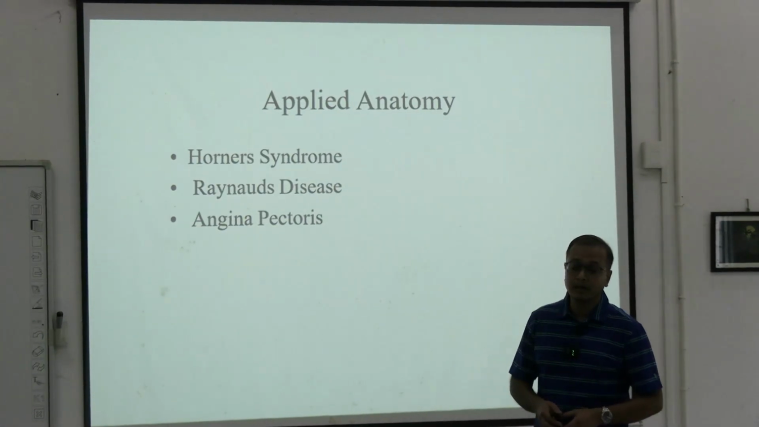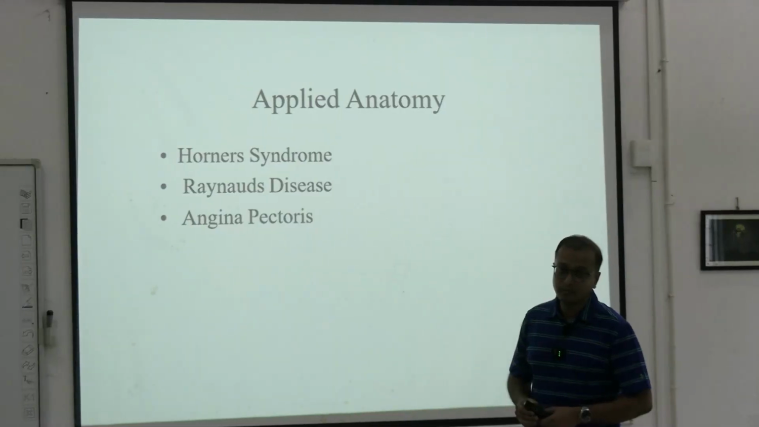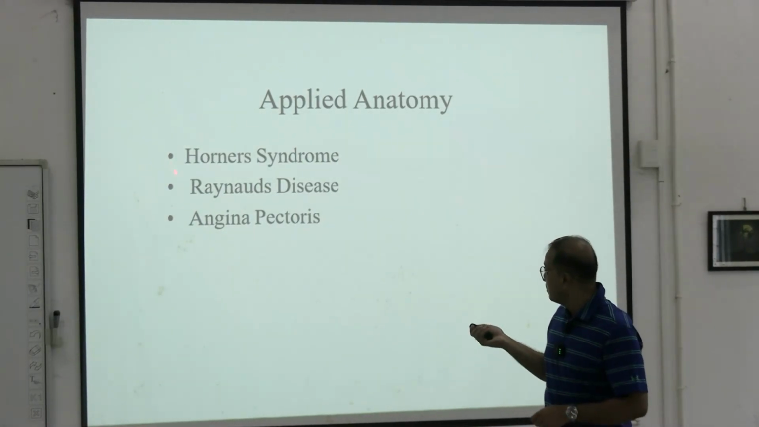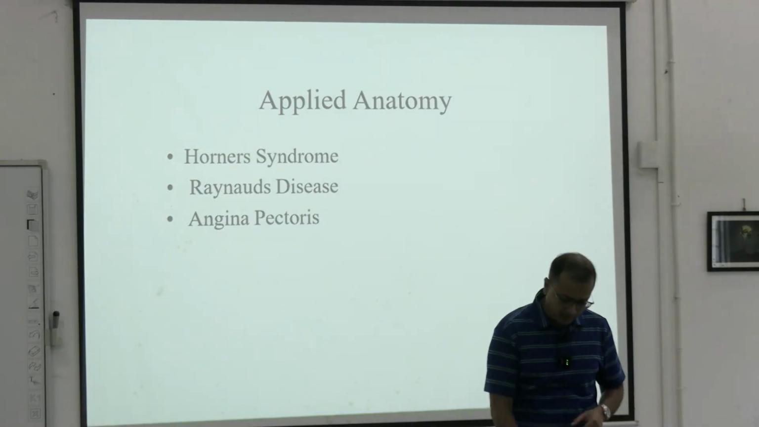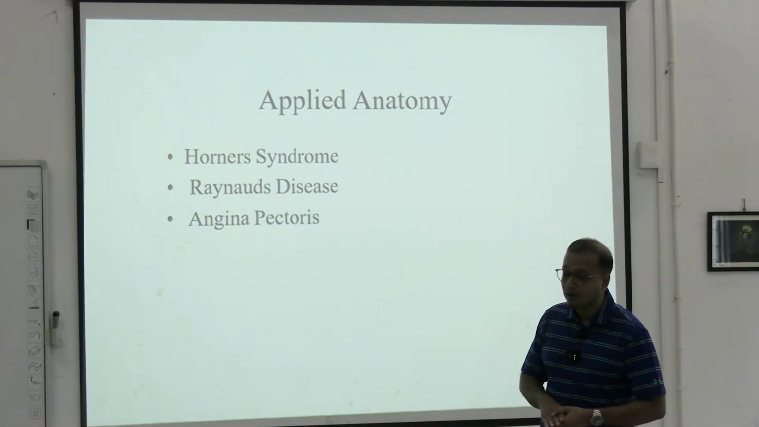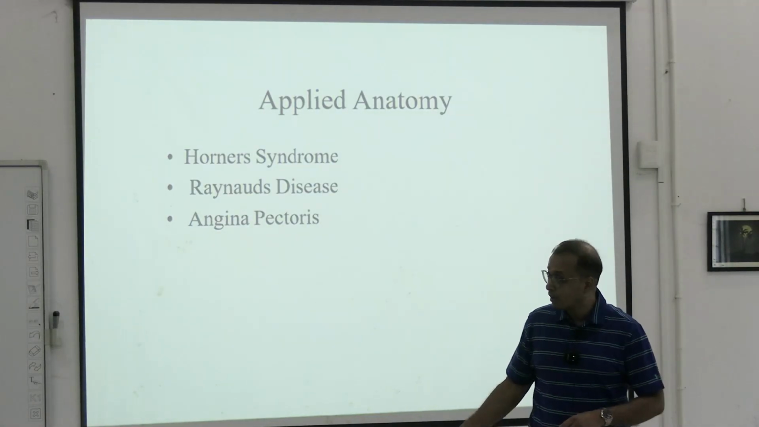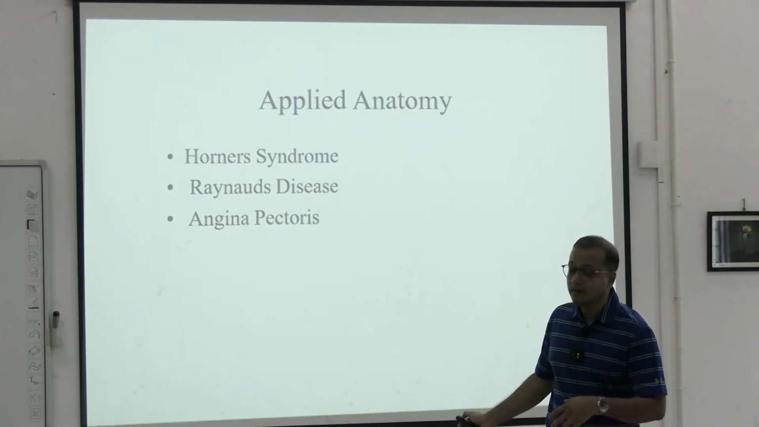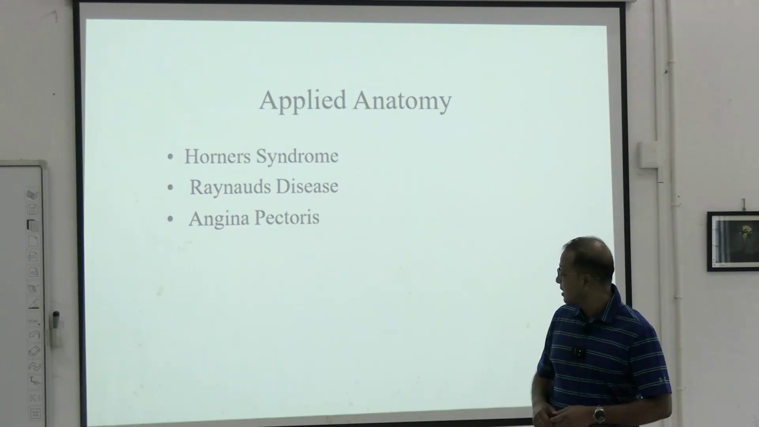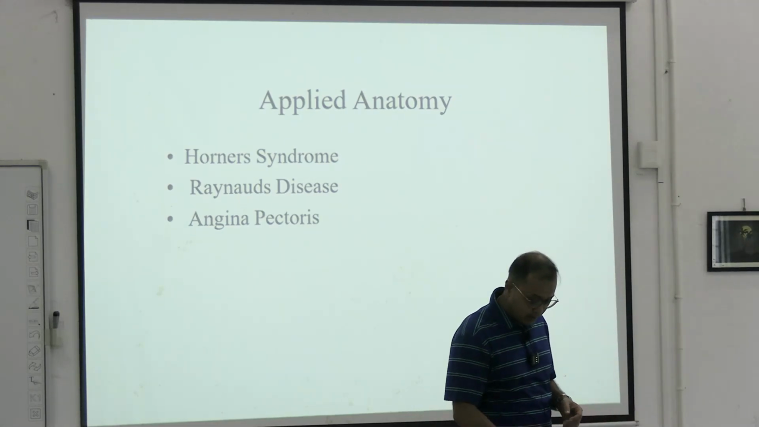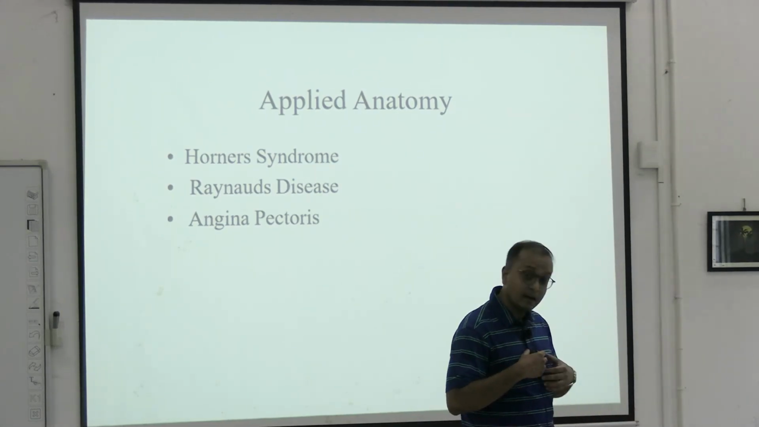Maybe they will be given individually as a short note, or maybe the whole thing may come as a short note. Clinical problems related to Horner syndrome, Raynaud's disease, and angina pectoris will be covered in the content. I believe Horner syndrome is already covered, which is important for us in the ophthalmology sessions. It is covered, so I'm not spending time on it. So prepare this for the exam as a short note. Thank you.